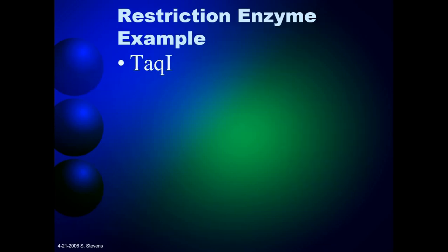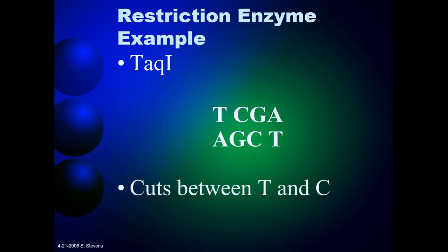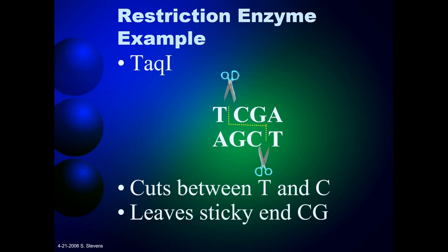A restriction enzyme that we'll be using is TaqI. It is this. It cuts between the T and the C. Okay, T and the C and the T and the C. So you got a little snippet going on there. It leaves sticky ends, C and G. Okay.